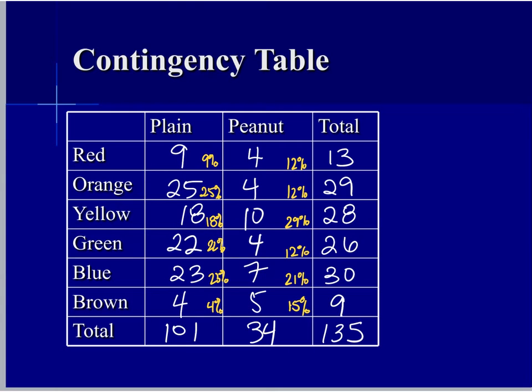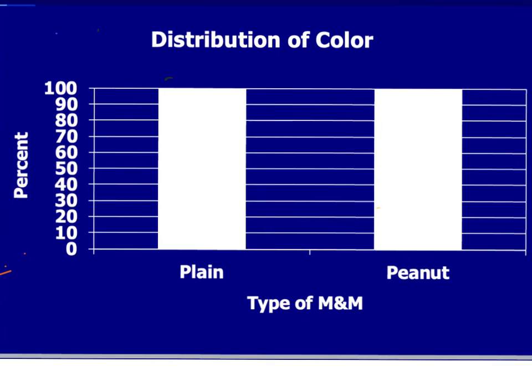All right, so this is how we start our bar graph. We have two bars, one for plain and one for peanut. The bar represents 100%. So here we have the type of M&M, and then we have the percent on the side. And then we're going to color in each portion for the percent of this bar that makes up the M&M. So think of it like filling up a jar with the M&Ms. First you pour in the red M&Ms, and those are going to be 9% for the plain.